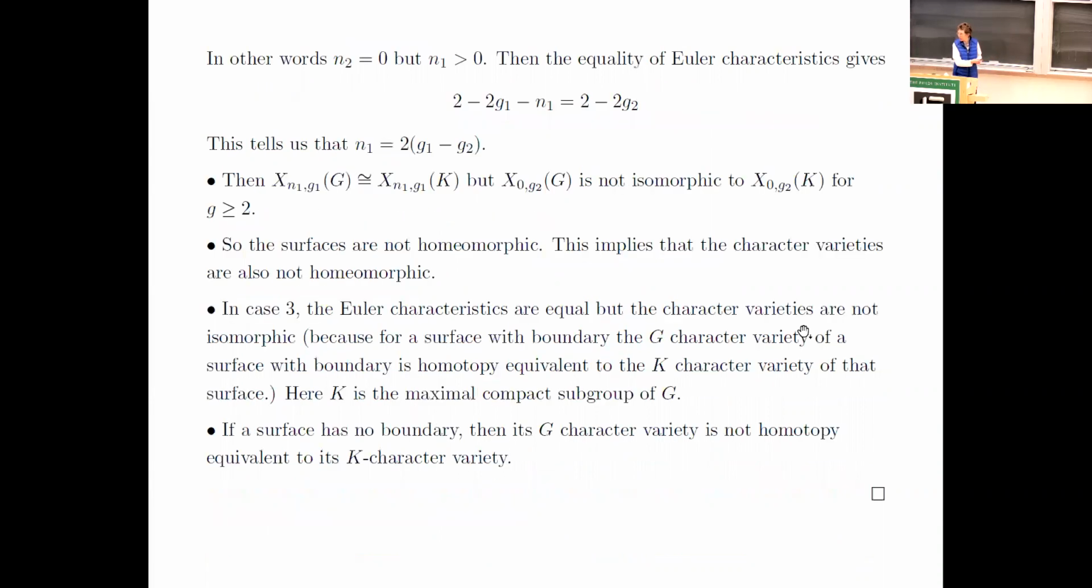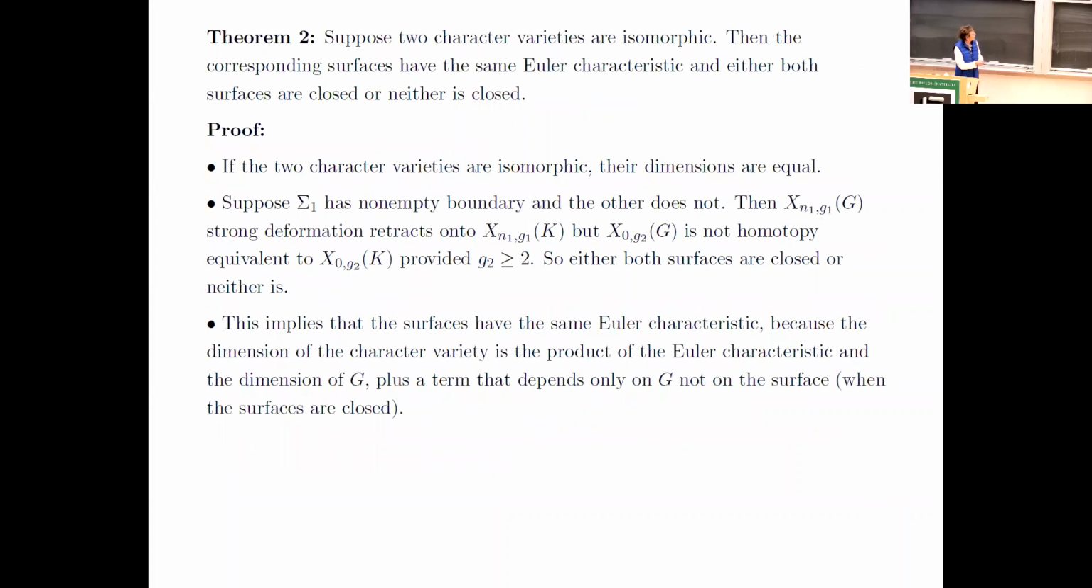So next slide. I don't think I will go through the details of excluding the case where one surface has a boundary and the other does not. So in the third case, the Euler characteristics are equal, but the character varieties are not isomorphic. I think we'll just go on.